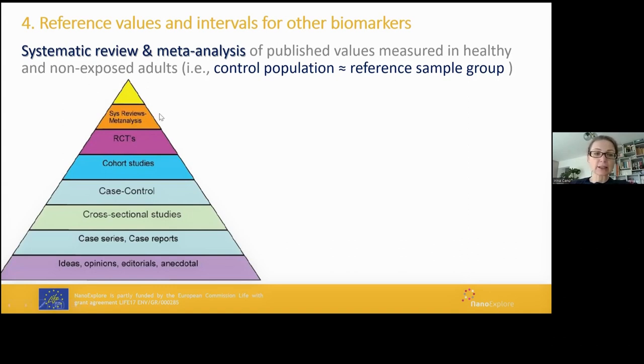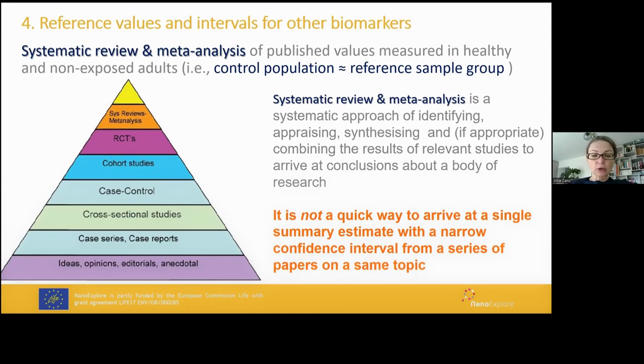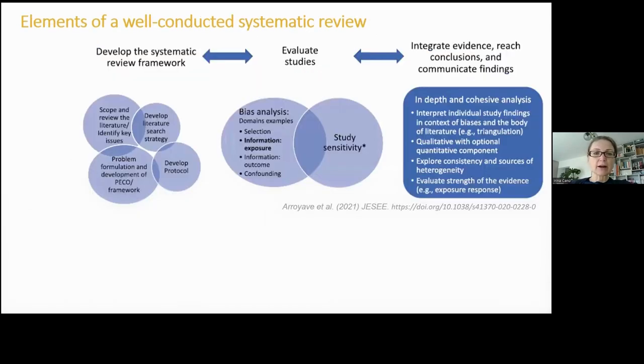And as you can see, systematic reviews and meta-analysis are on the top of this hierarchy because it is a very powerful tool to systematically approach, appraise, and synthesize the combined information. However, it's not a quick way to arrive at a single summary estimate, and there are many, many steps, like in an individual field of observational or other study.